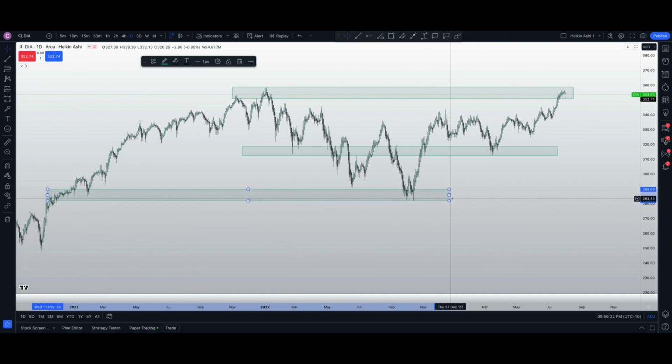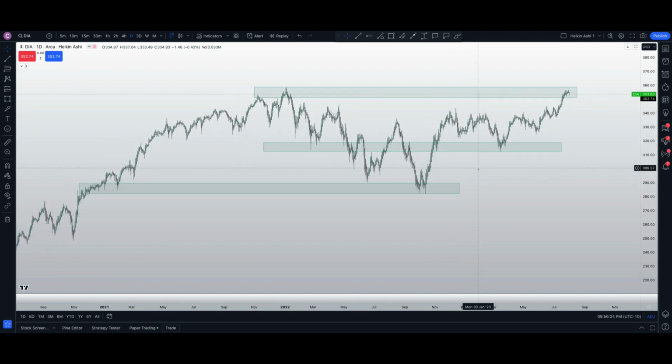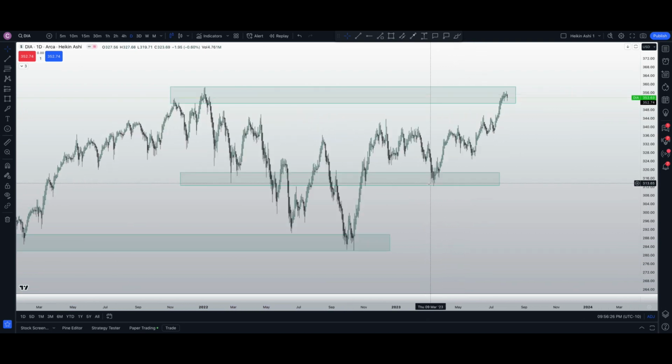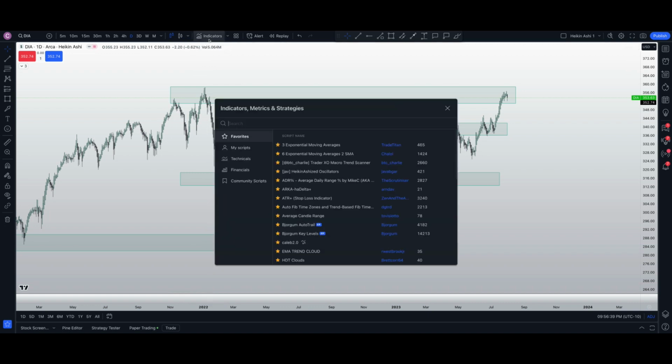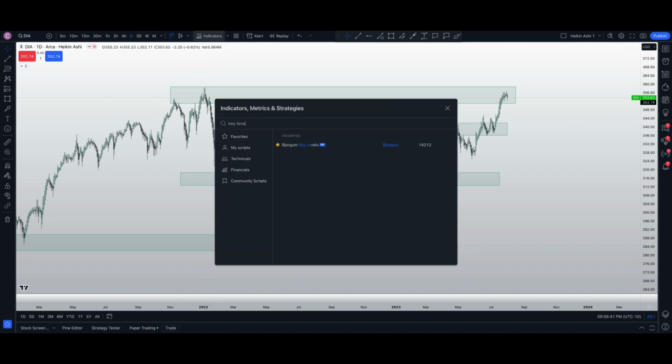Price acted in this zone as well. So what you're going to do is you're going to mark up a chart yourself to begin with. And I happen to like that spot right there where price rejected, came through, test, bounce. You're going to go in and you're going to type in key levels on TradingView.